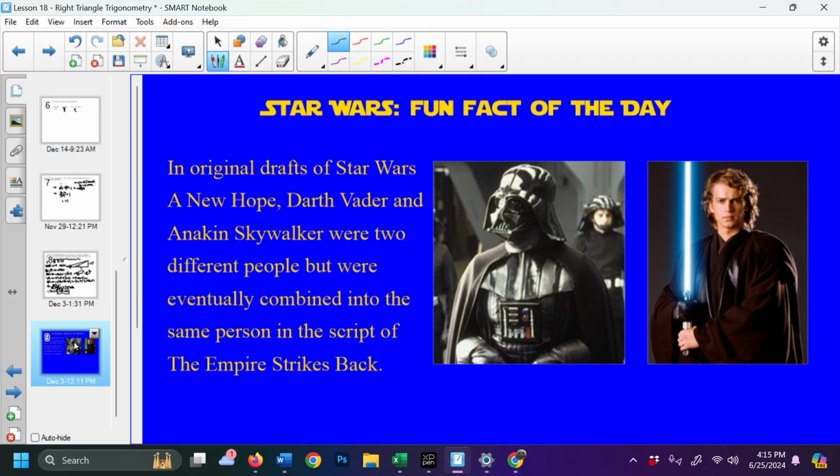The Star Wars fun fact of the day: in original drafts of Star Wars A New Hope, Darth Vader and Anakin Skywalker were two different people, but were eventually combined into the same person in the script of The Empire Strikes Back.